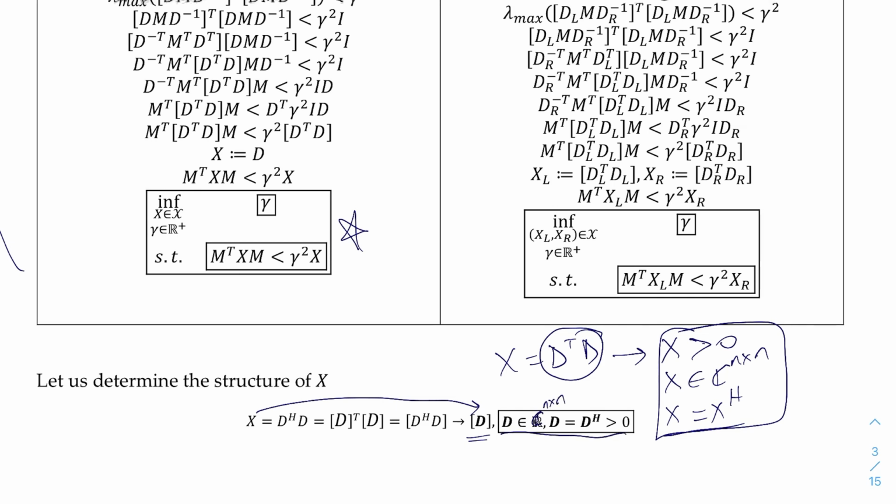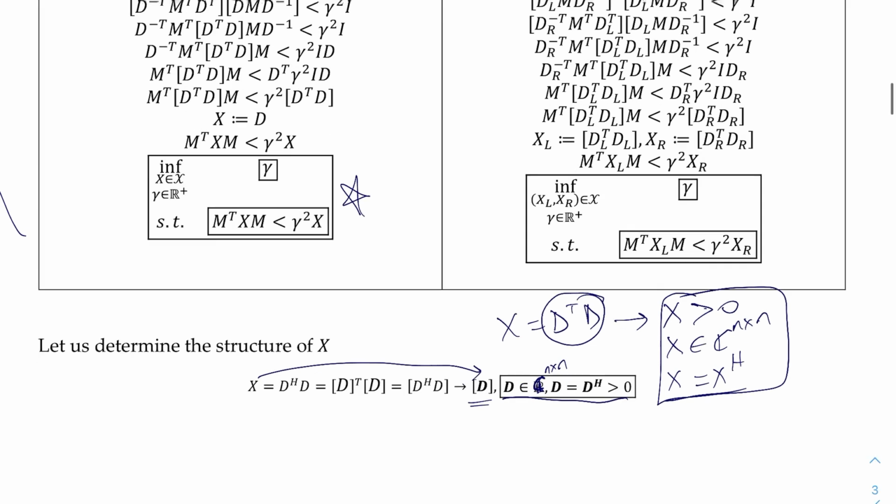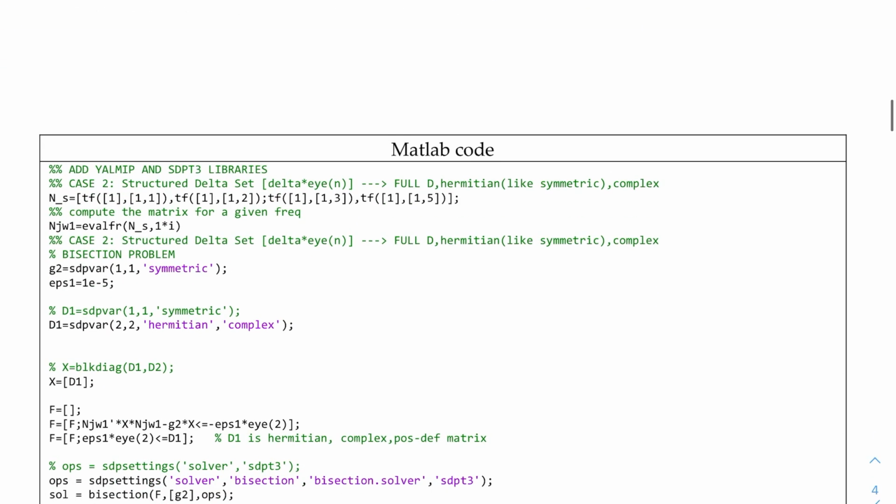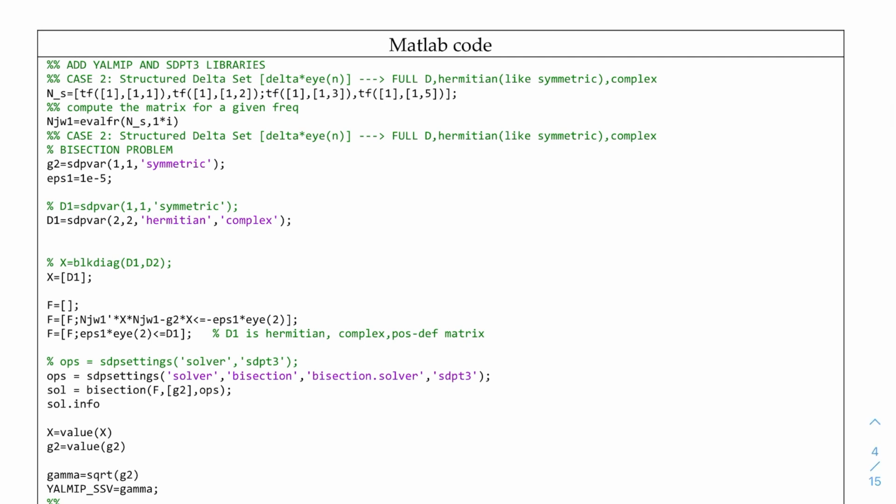It must be complex n by n. Okay, there is a typo here. Okay, so let's continue. Let's look at the code, right?